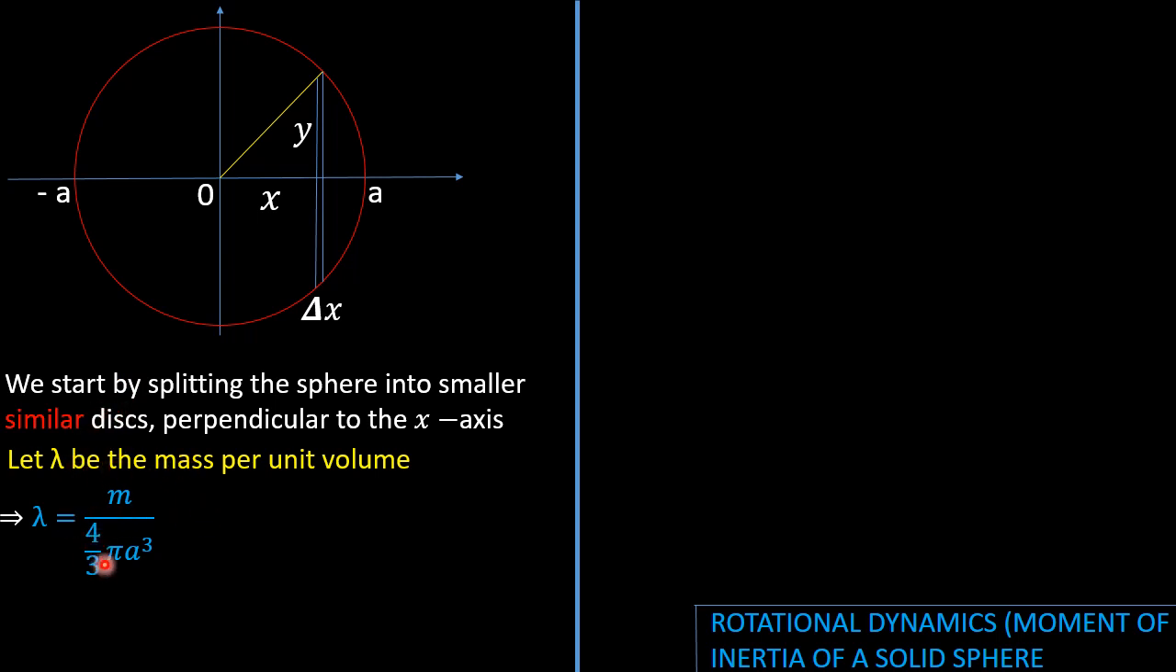The volume of a sphere is given as 4/3 pi r cubed, right? In this case our radius is a, that's why we have 4/3 pi a cubed. Great. So friends, since we let lambda be the mass per unit volume, lambda is equal to the mass M over the volume, which is 4/3 pi a cubed.